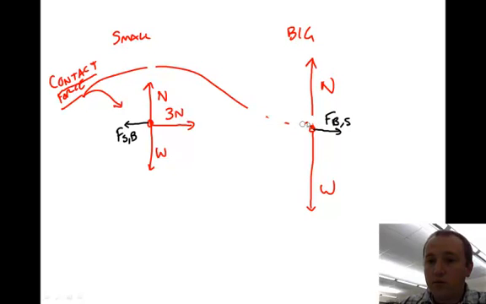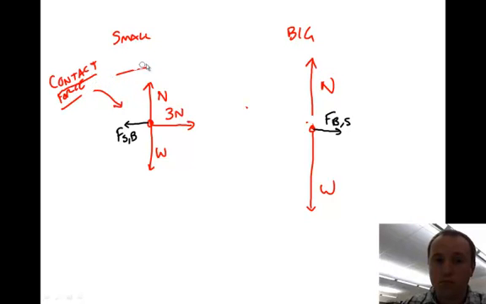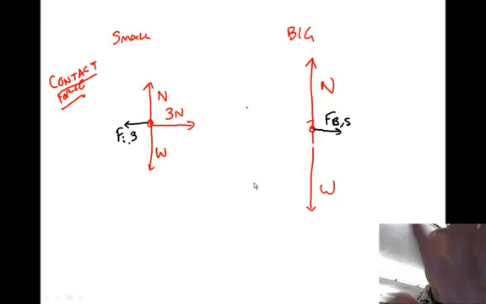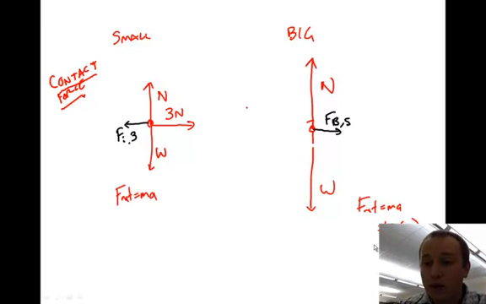So to find those out, what I need to do is I need to find my F net for each of these. So the F net for this guy is ma. The F net for this guy is ma. His mass over here, the big guy, is 12. His acceleration is 0.2. So his F net is 2.4 newtons.